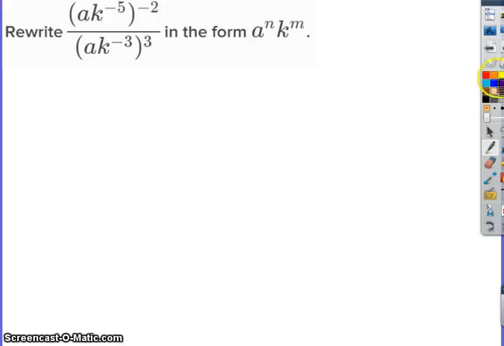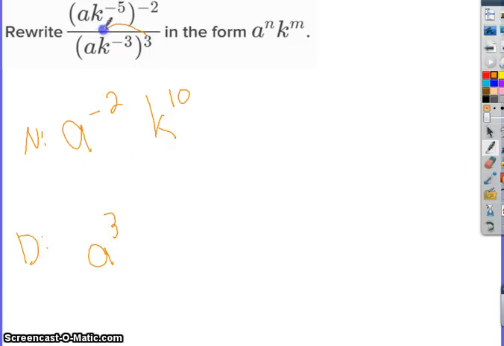Pause. Okay, for this last question, I'm going to change to orange. A to the -2, k to the 5 times 2, distributing gives you 10. And then on the denominator, this is actually a little bit trickier than the last couple. A to the 3rd, because that's 3 distributed to the a. K to the -9th, because that's -3 times +3, 9th.